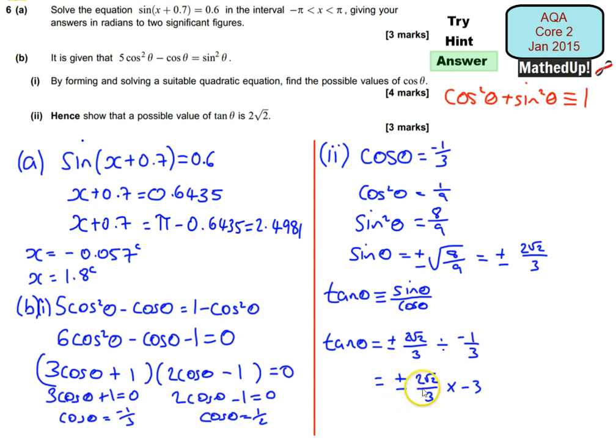Now if I multiply plus or minus 2√2 over 3 by negative 3, the positive 2√2 over 3 will become a negative 2√2, and the negative 2√2 over 3 becomes a positive 2√2. So I get negative or positive 2√2. So my answer is going to be negative or positive 2√2, which shows me that 2√2 is a possible solution.